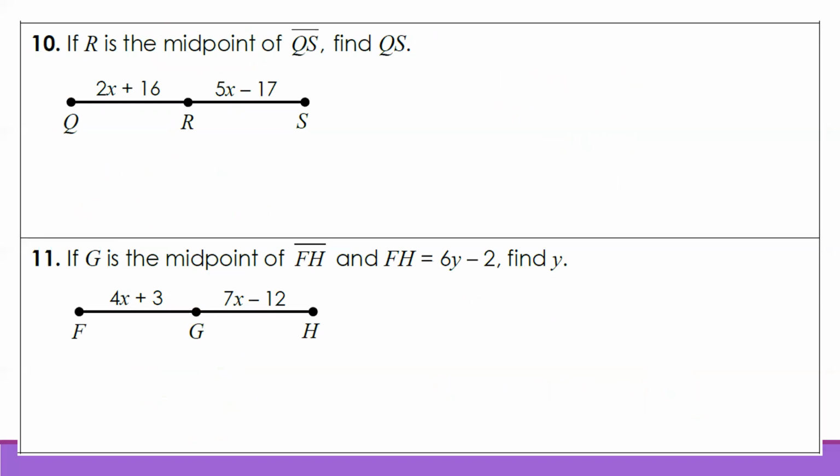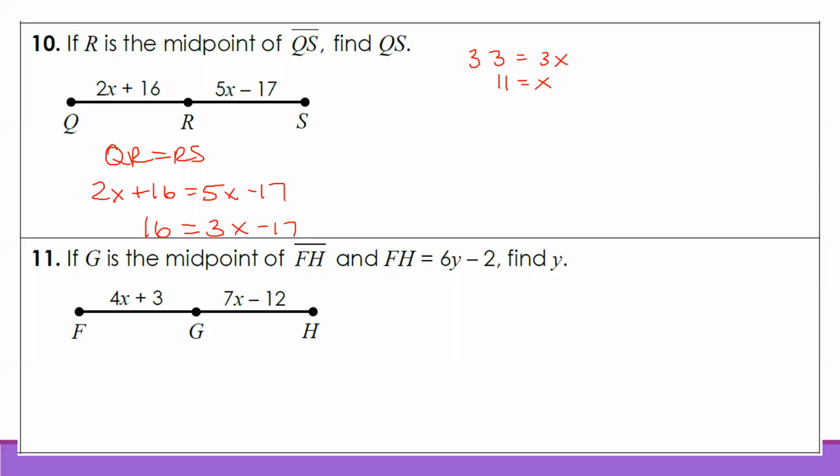Okay. Number 10 is another practice problem here. R is the midpoint of QS. This time we're going to find the length of QS. So let's start by solving for x. Solve for x, and then we will do QS together. So solve for x now. All right, so x equals 11.